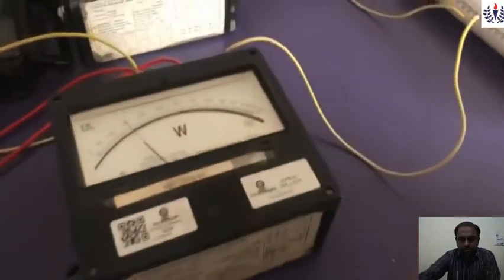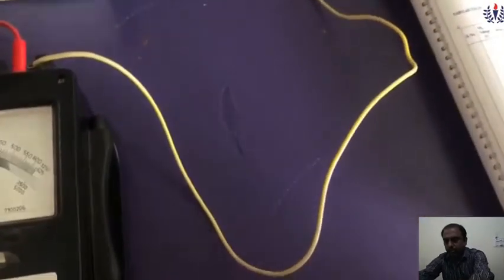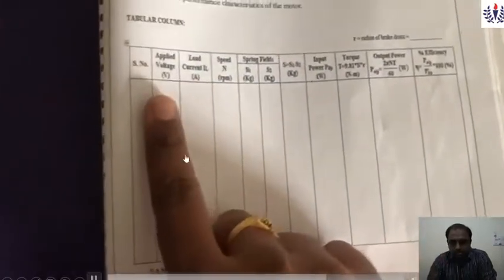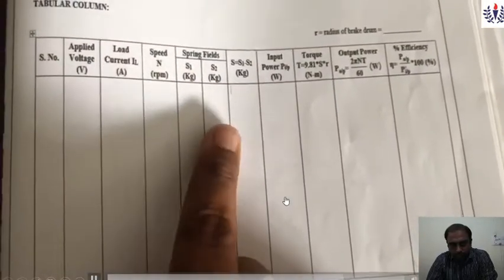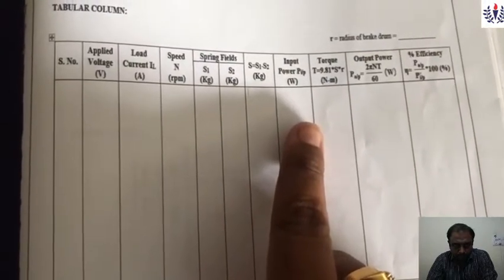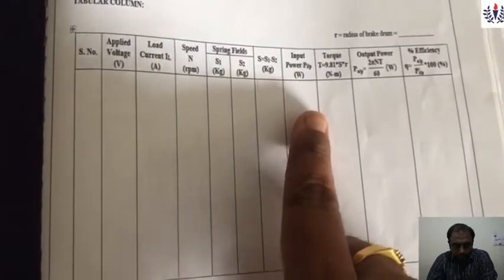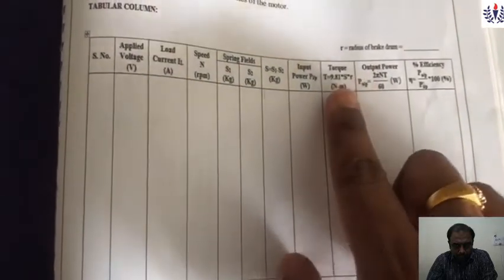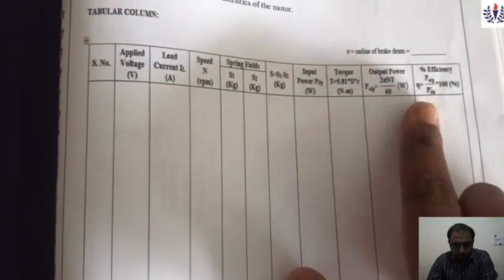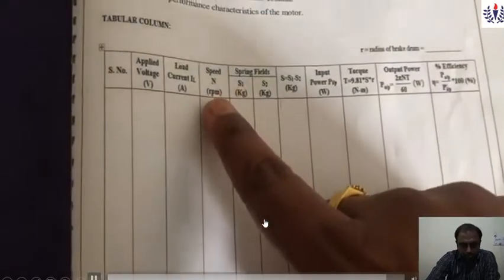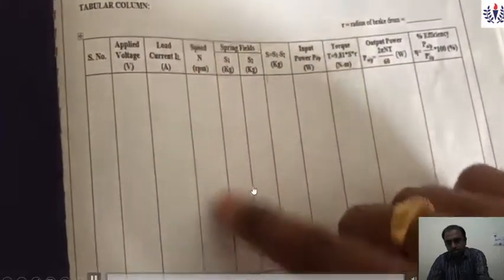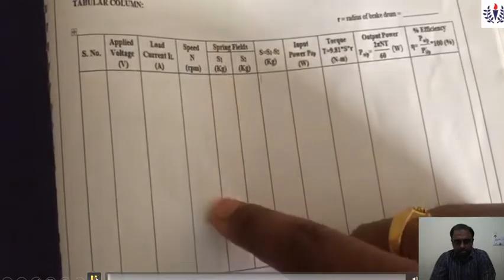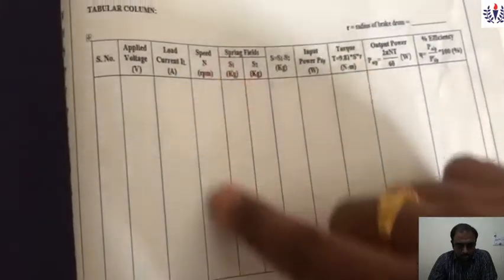Based upon step by step, the load has to be changed, the load of the motor, by tightening the belt. So we have to measure the voltage, current, speed, spring balance readings S1, S2, then input power by using the wattmeter, W1 plus W2. By using this experiment, we are going to measure torque, output power, and then efficiency. Whatever speed we are measuring in this column is nothing but rotor speed. By using the tachometer, we are going to measure the speed.